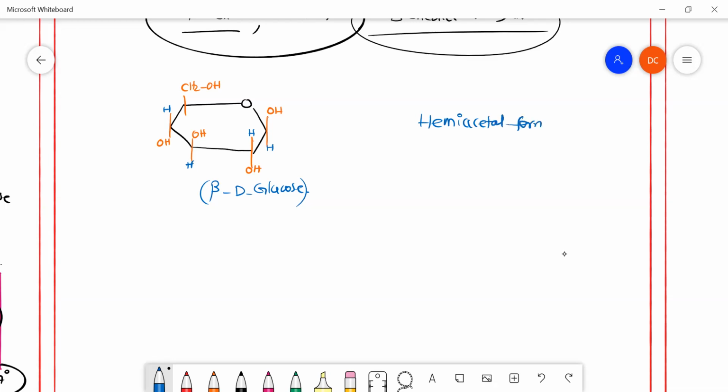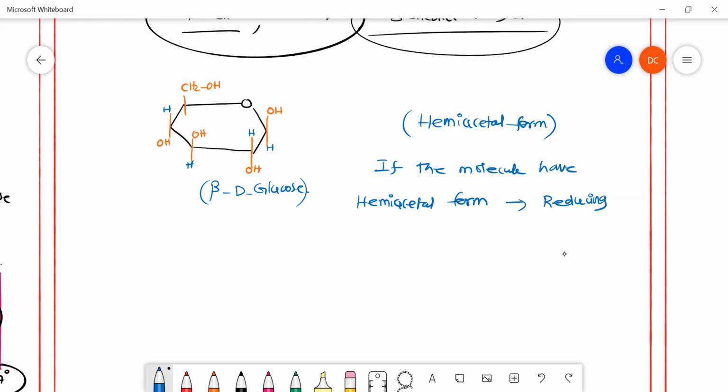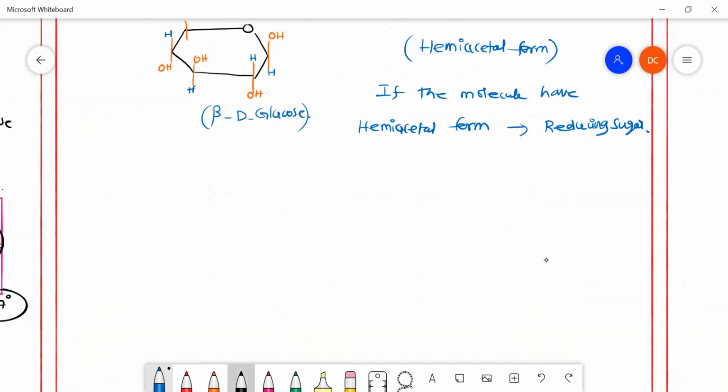Hemiacetal form is there. If a molecule or a compound has a hemiacetal form, then it will act as a reducing sugar. This is a simple way to find out whether the given sugar is reducing or not. Now we should know what a hemiacetal form is. We already talked about that today itself. What is a hemiacetal form?